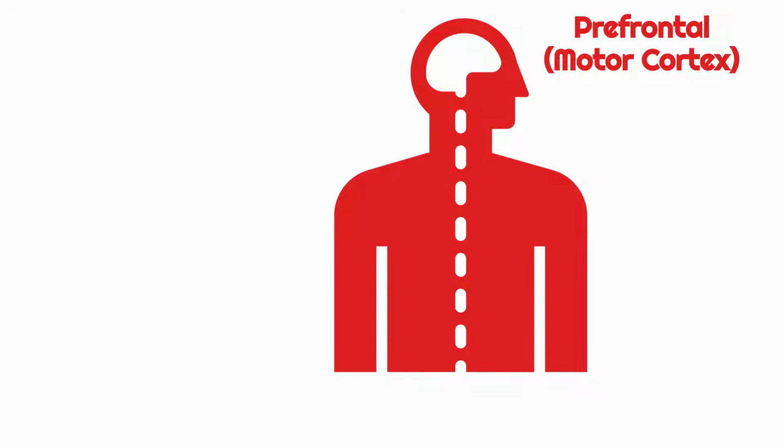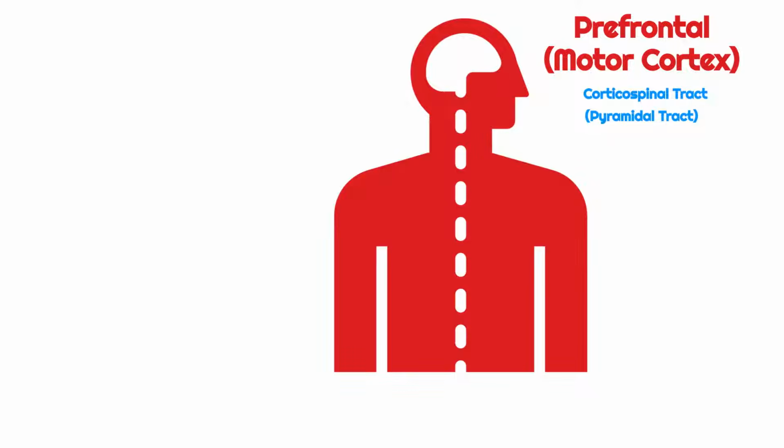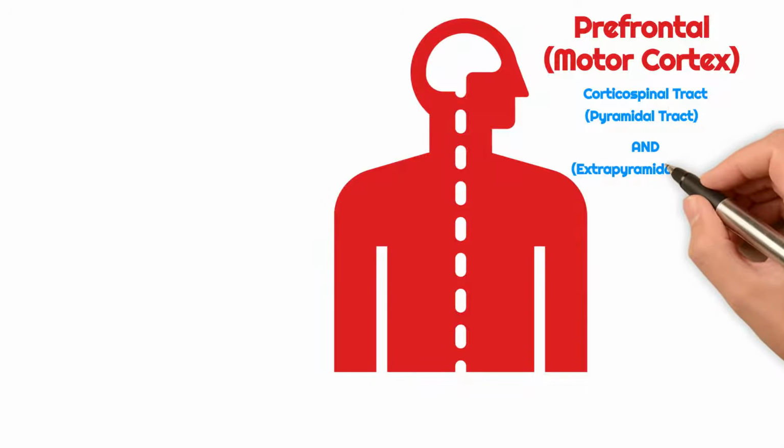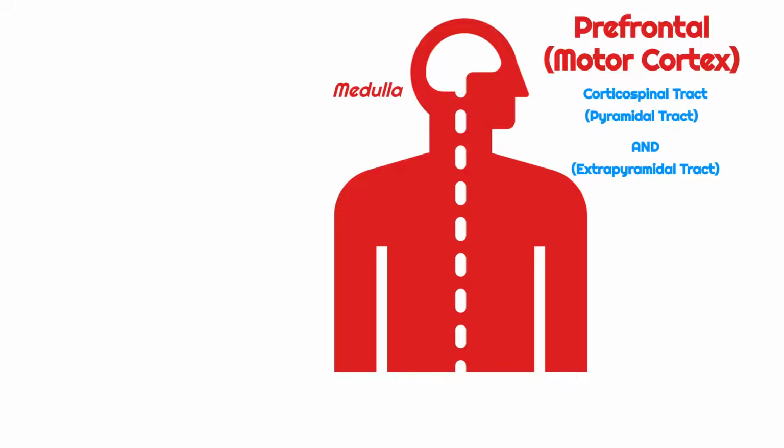Let's start by having a look at the motor tract. So the motor or descending tract is made up of the corticospinal or pyramidal tract, the lateral and anterior branches, and the extrapyramidal tract. Now, we'll follow the lateral corticospinal tract, which makes up 90% of the tract and is responsible for the majority of the voluntary movement in the body.